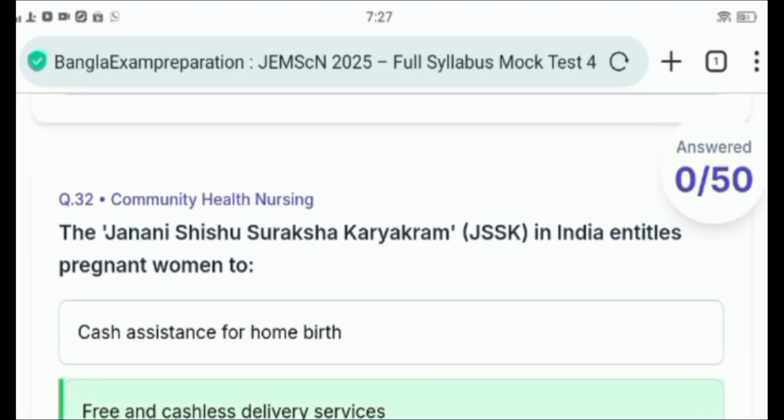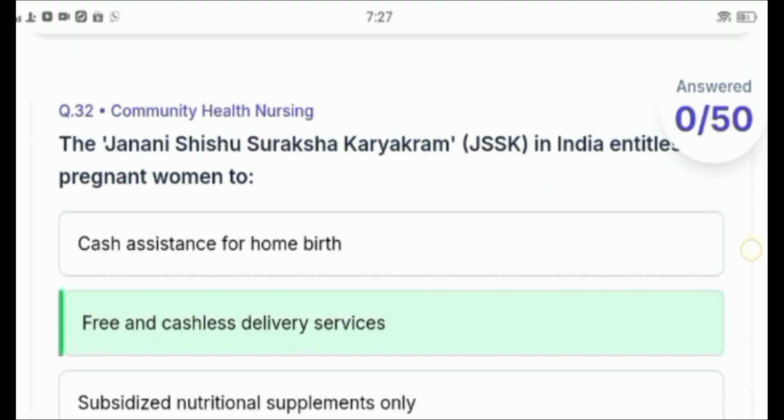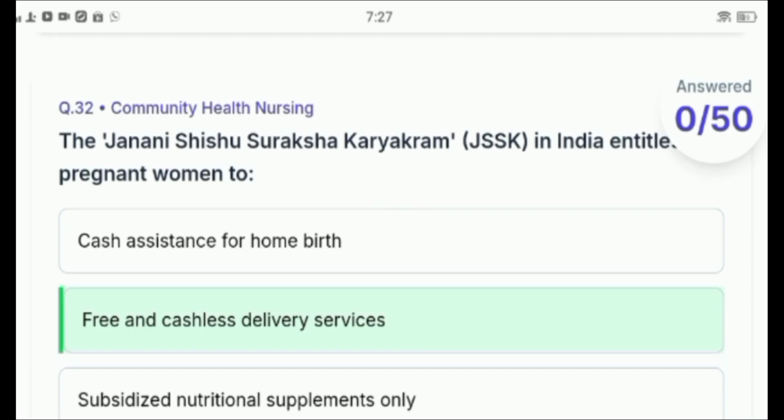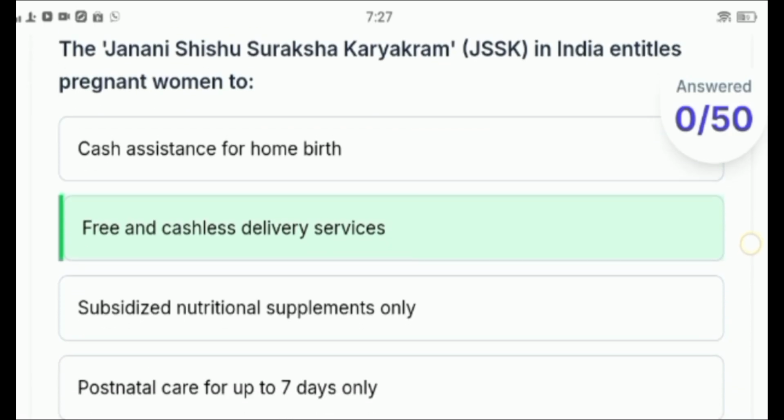32. Community health nursing. The Janani Shishu Suraksha Karyakram in India entitles pregnant women to A. Cash assistance for home birth, B. Free and cashless delivery services, C. Subsidized nutritional supplements only, and D. Postnatal care for up to 7 days only. So the correct answer is B.